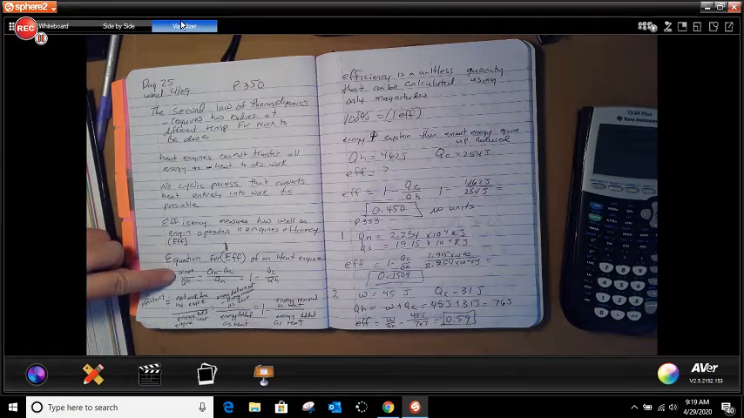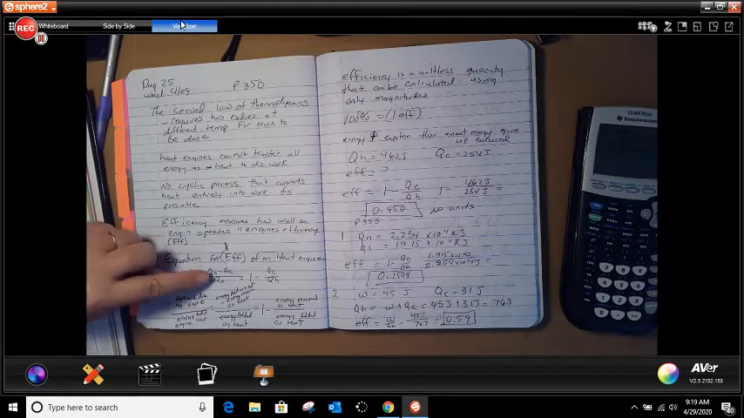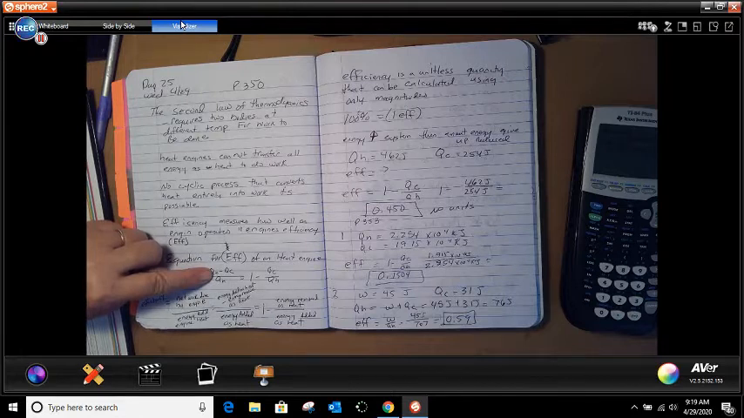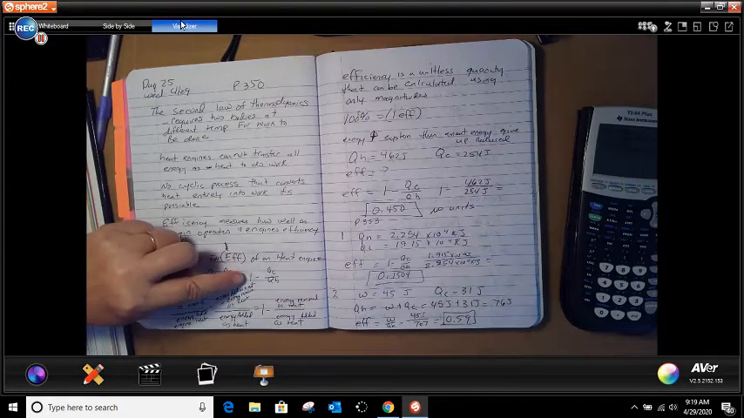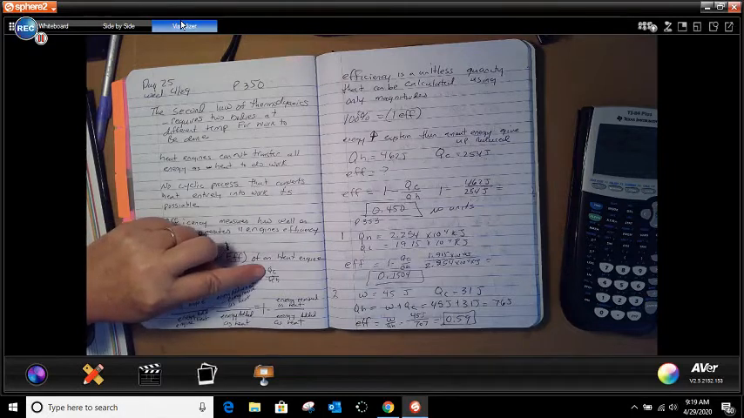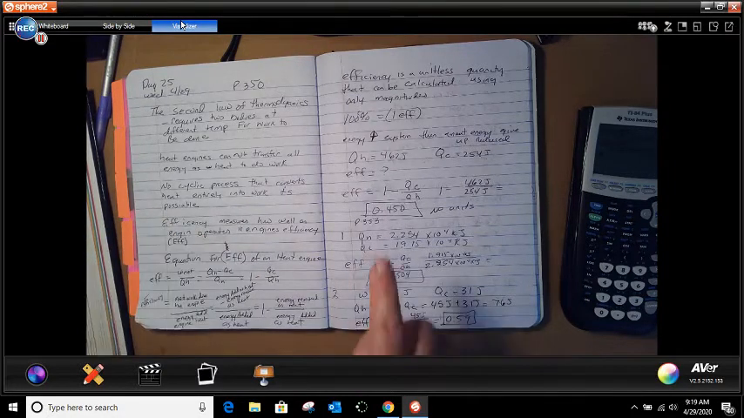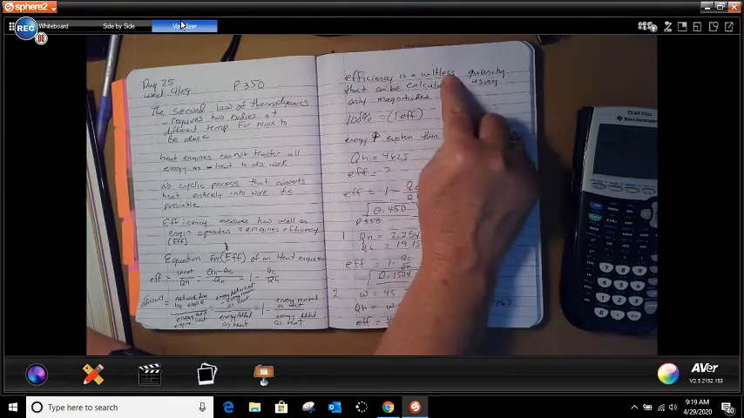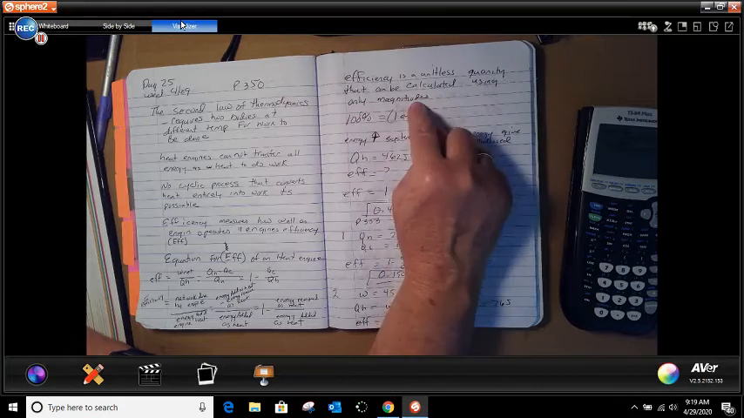The first one is the net work done by the engine divided by the energy added by the engine as heat. Or you can take the energy added as heat, subtract the energy removed as heat, divided by the energy added as heat. Or the one that we'll be using is 1 minus the energy removed as heat divided by the energy added as heat. So the efficiency is a unitless quantity that can be calculated using only magnitude.